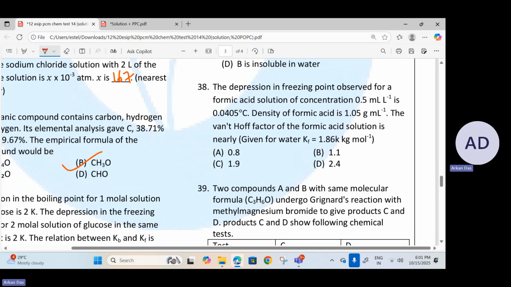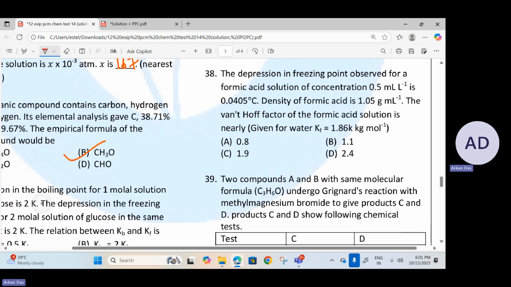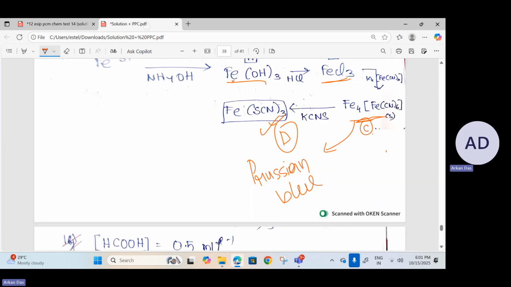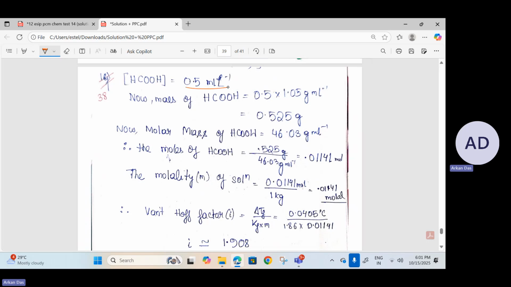Question number 38. The depression of freezing point observed for a formic acid solution, formic acid HCOOH, is this much. The density of the formic acid is this much. The Van't Hoff factor of the formic acid is nearly. Fine, let's go for it. Second last question we are now dealing with, that is formic acid is having 0.5 ml per liter.